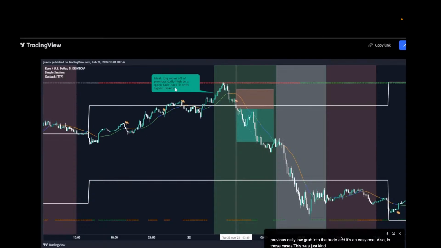Also in these cases, this was just kind of a textbook, and I just put it's a big move off of the daily level. And I notice this a lot. Big moves off the daily level into just surges back down. Pretty good ideas of just a pump and dump. And as you can see, it dumped.